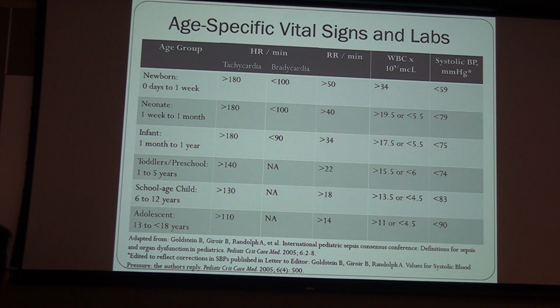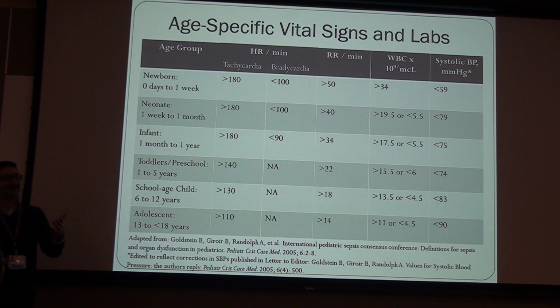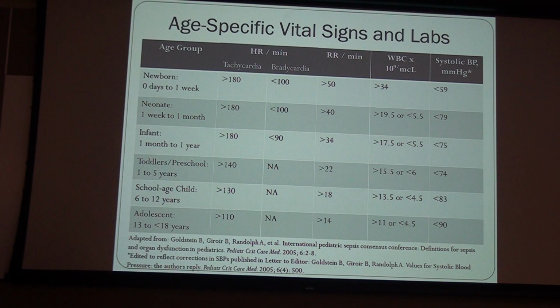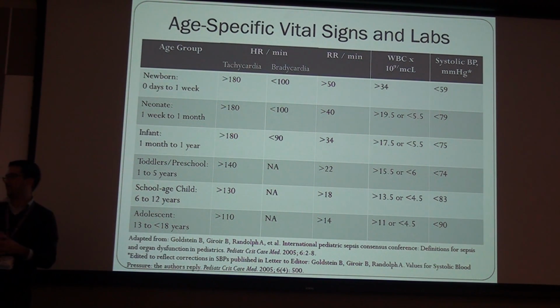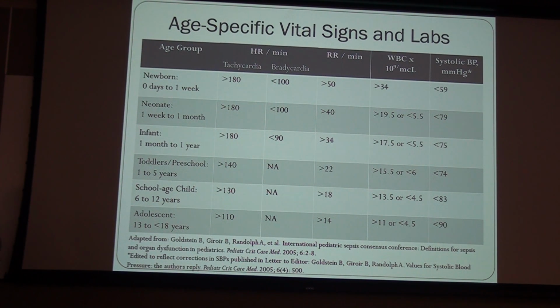I put this slide up just to show that, until you gain a clinical gestalt over time, pediatrics is a bit more complicated than adult medicine, where we don't have a single cutoff. We have various ages of children, obviously, from a newborn to greater than 1 week, to an infant up to a year, toddlers and preschool-age children, school-age children, and adolescents. And our definitions of tachycardia, bradycardia, tachypnea, normal white counts even, vary by age, as well as blood pressure.